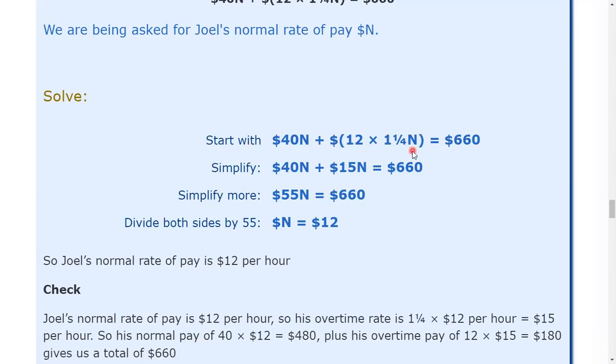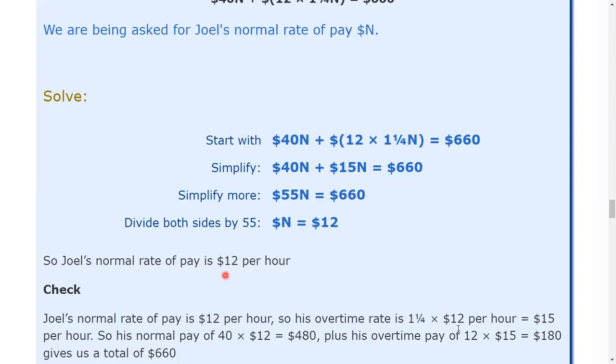So we are starting from this equation and simplifying this. So we will get this. So the right hand side is being simplified in this way. Simplify more. We can also add these on the left hand side. We'll get this, and dividing both sides by $55, we will get N dollar is $12. So Joel's normal rate of pay is $12 per hour. So this is the normal income of his working.